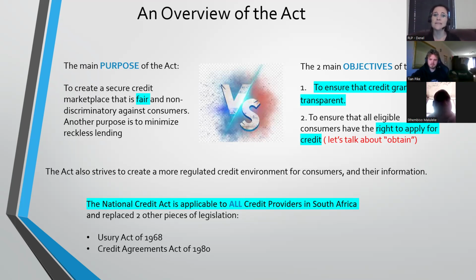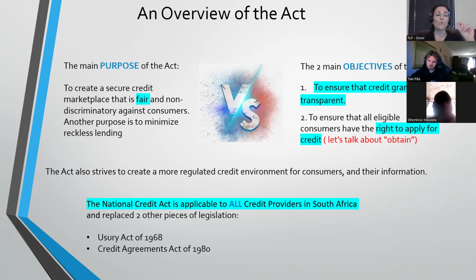But now with the NCA in place, the information of that consumer is only allowed to be shared with the relevant parties that need to determine whether this person will be approved for credit, and no one else. Okay. Then the National Credit Act is applicable to all credit providers in our country. So if you grant credit, you are supposed to be registered as a credit provider, and then, of course, you have to adhere to the rules of the National Credit Act.